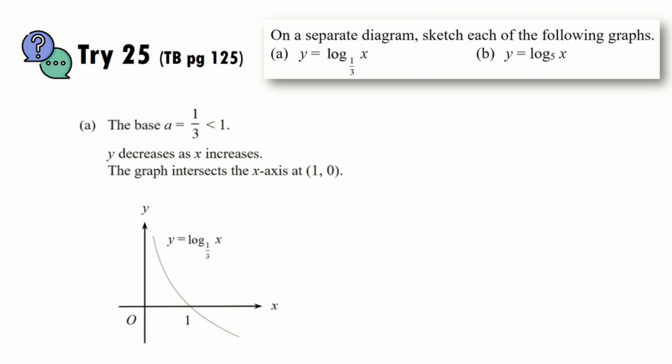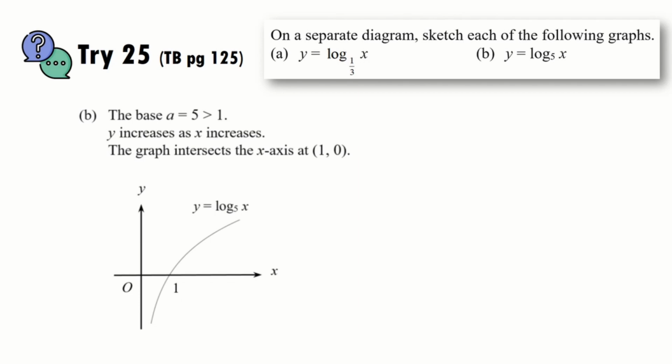Let's first take a look at Try 25, where we want to do some sketching of the following graphs. In part A, we have y equals log x base 1/3. Because the base itself is 1/3, that means that it is the case between 0 and 1. Therefore, the graph shape will appear in such a manner, and the x-intercept will be at 1. We observe here that it is approaching the y-axis but never touching it.